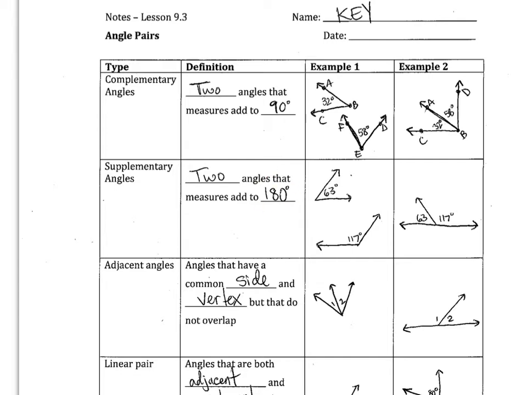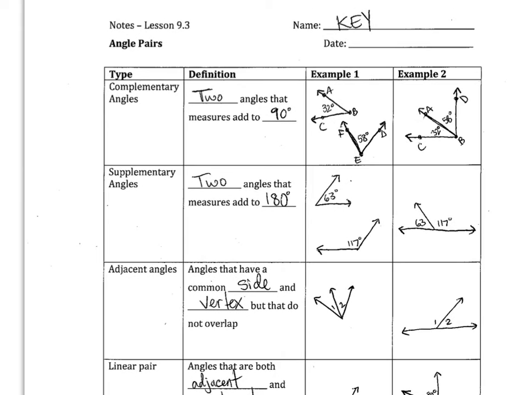So we can remember it this way. Complementary is 90 degrees and supplementary is 180 degrees.